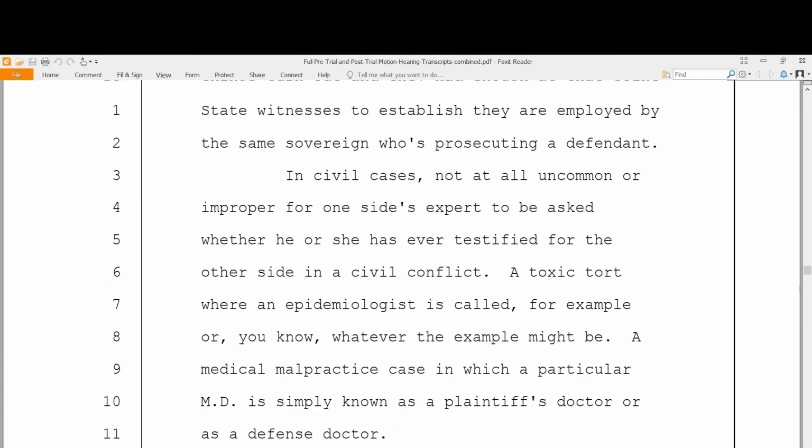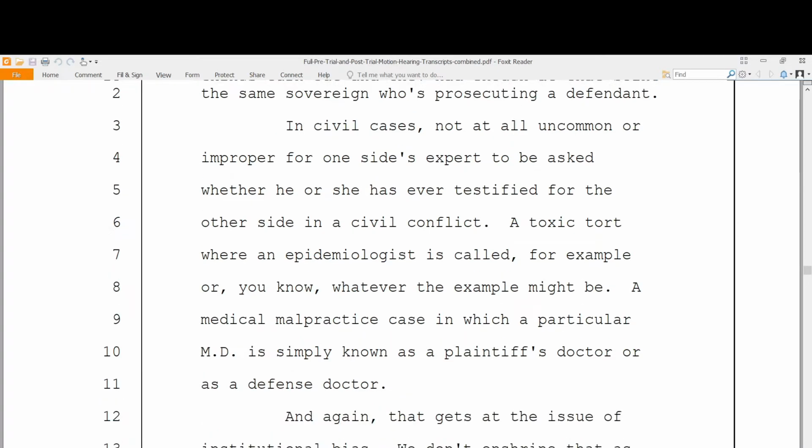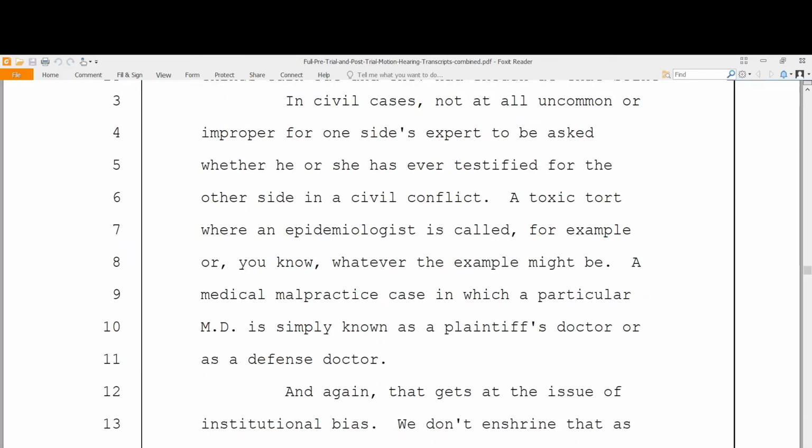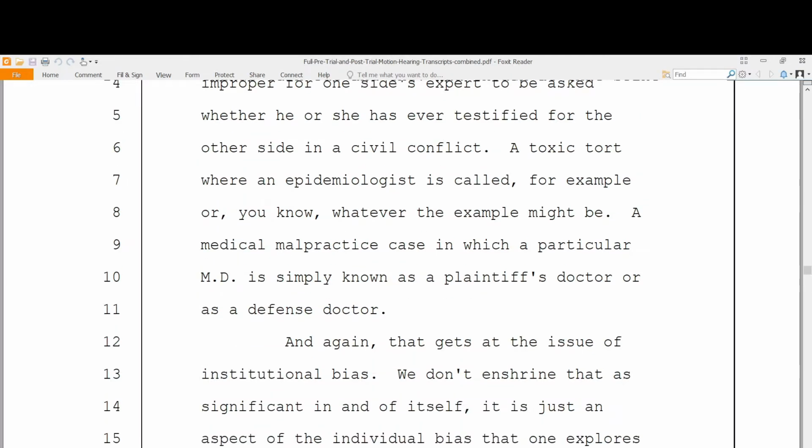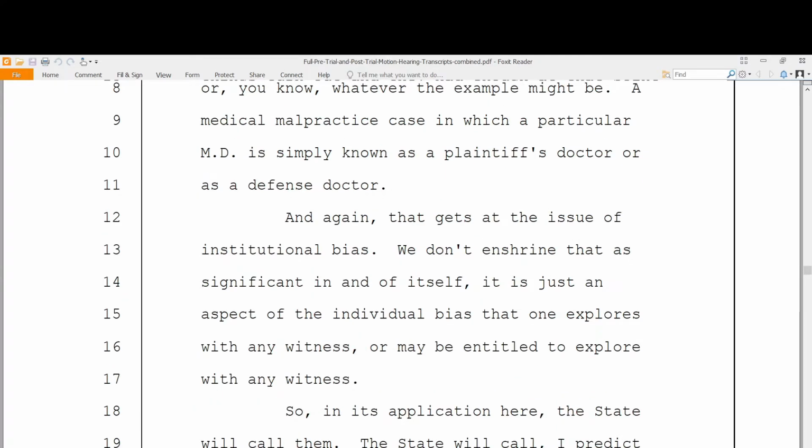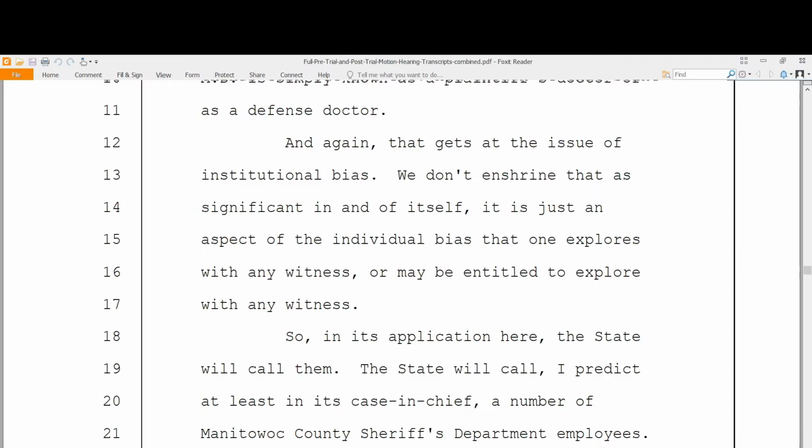In a civil case, not all that uncommon or improper for one side's expert to be asked whether he or she had ever testified for the other side in a civil conflict. A toxic tort or an epidemiologist is called, for example, or a medical malpractice case in which a particular MD is simply known as a plaintiff's doctor or as a defense doctor. And again, that gets at the issue of institutional bias. We don't enshrine that as significant in and of itself.